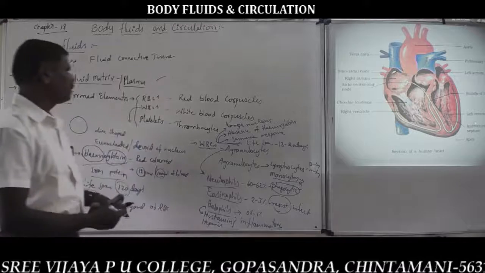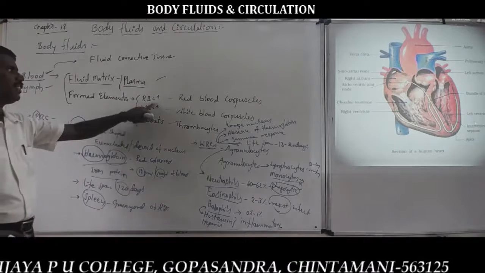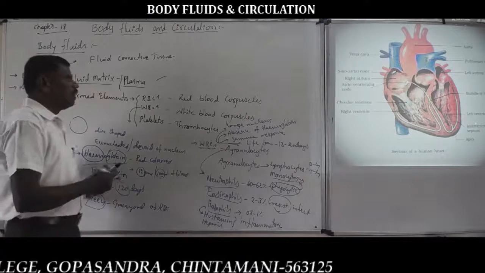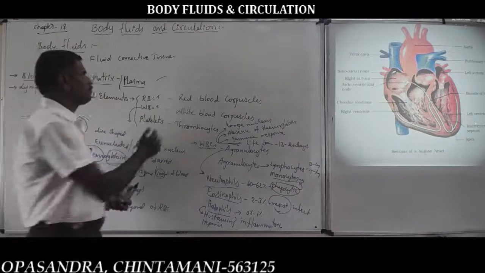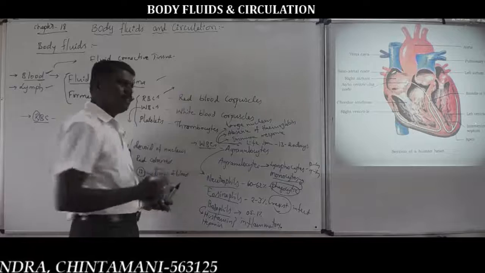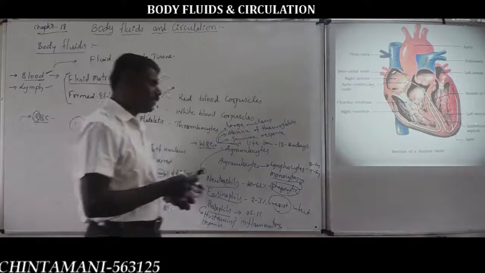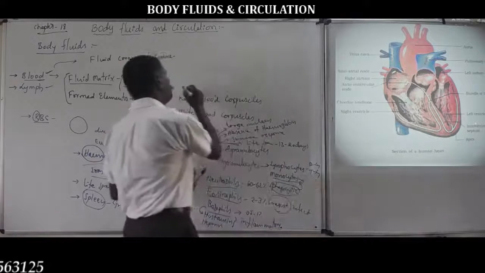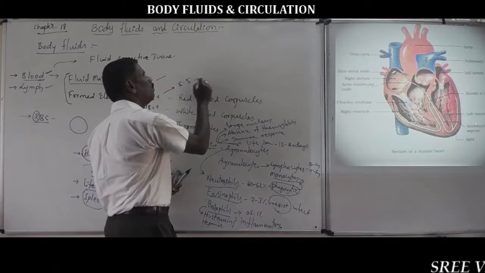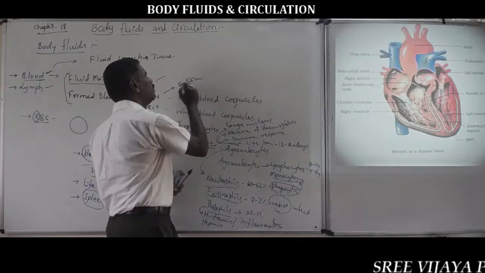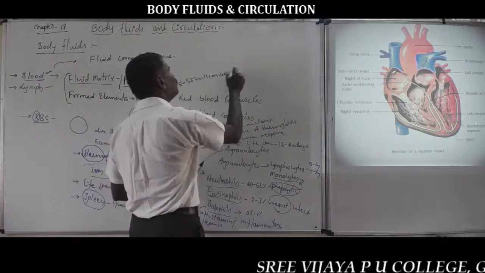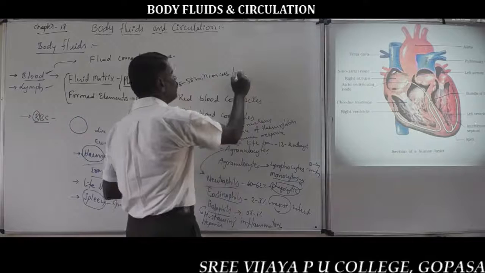So that covers RBCs and WBCs. The RBCs are present at nearly 5 to 5.5 million cells per cubic millimeter.